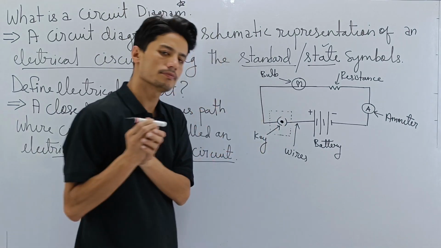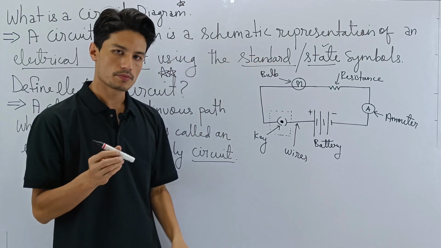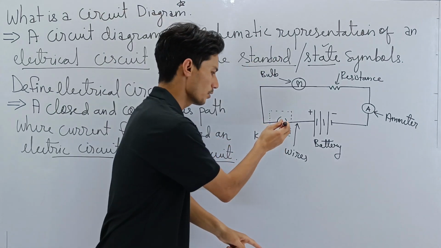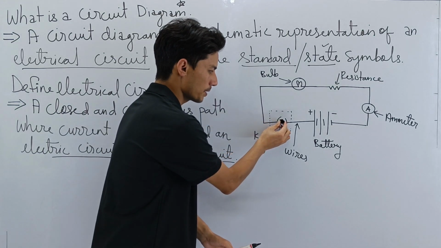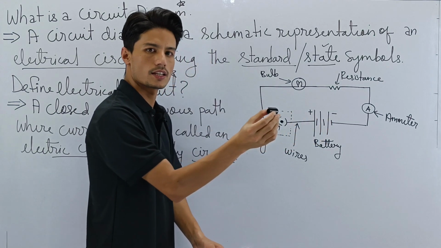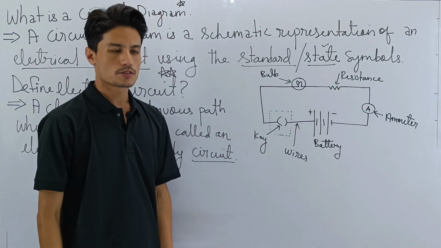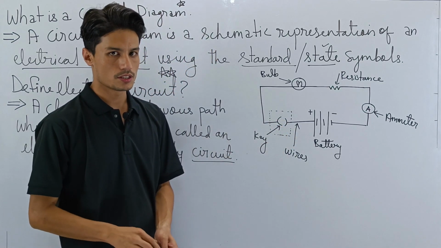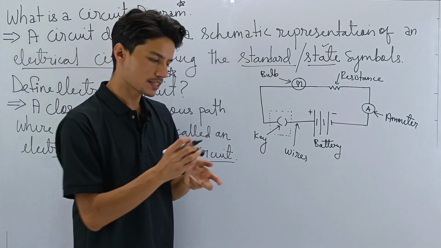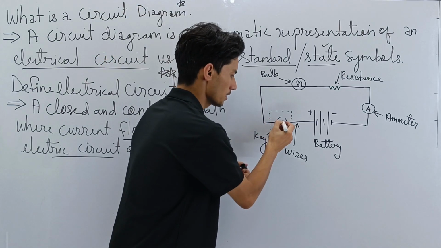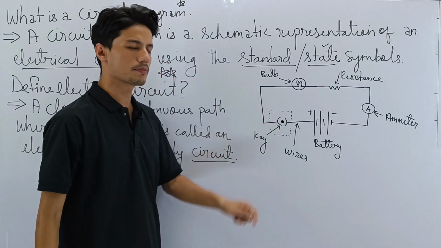If you remove the key, then this black spot disappears. This black dot is the key. If I remove the key, then this black dot will disappear. That means the key is not there, so the connection is broken and current will not flow. That means this is open. Current will only flow when the key is inserted. So we insert the key, and the black part is visible. If you see a black dot here, it means the key is there.